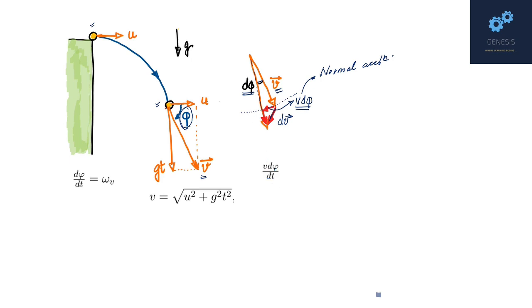Since the magnitude of the change due to changing of velocity vector's direction is v d phi, the rate of change is v d phi by dt, and this is nothing but the magnitude of the normal acceleration, a normal. Can we equate it to something?